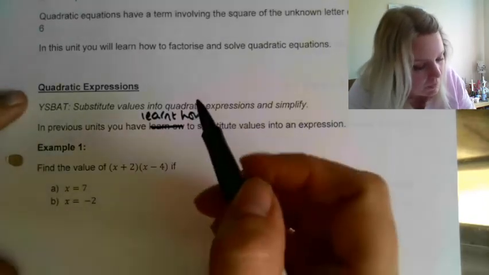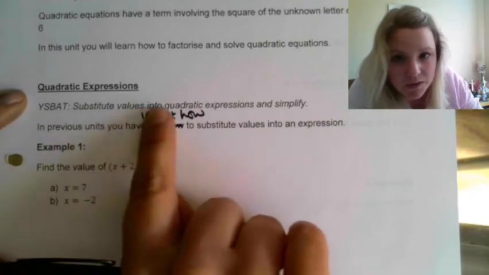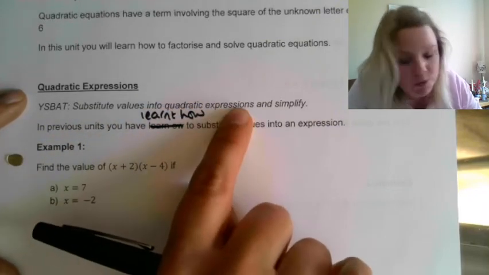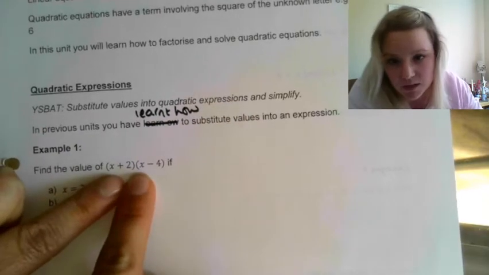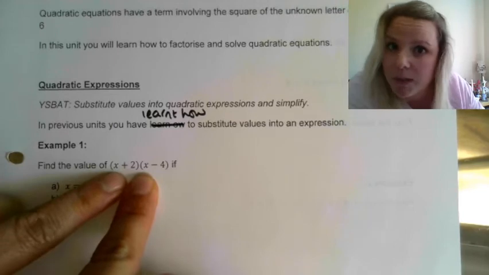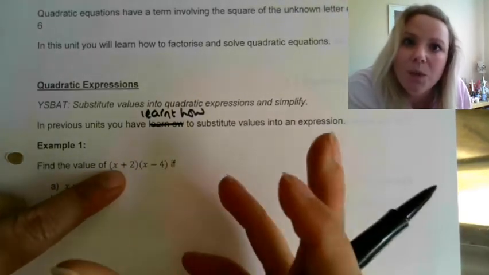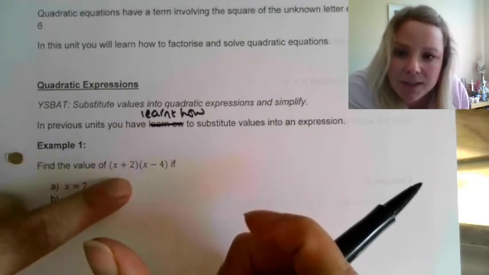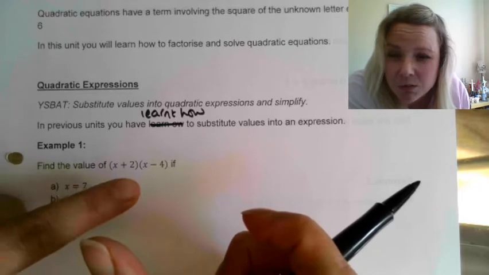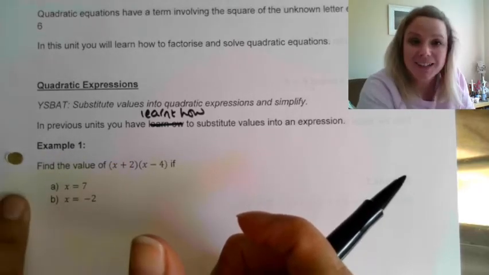Okay, now again, because this says we're substituting values into quadratic expressions, you're probably expecting to see an x squared term or something there, and then all of a sudden I'm giving you this. But remember what I said there about the factorizing? Whenever this is multiplied out, that will give you an expression with an x squared term in it. So this is just like a factorized quadratic expression. Okay, so let's look at example 1.